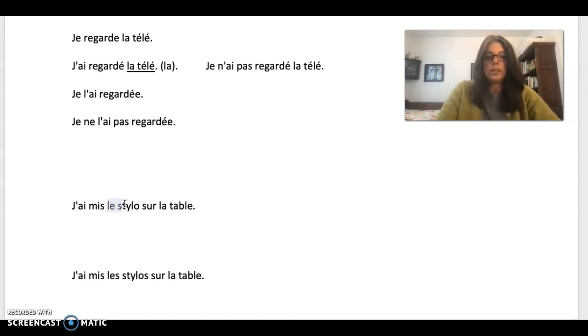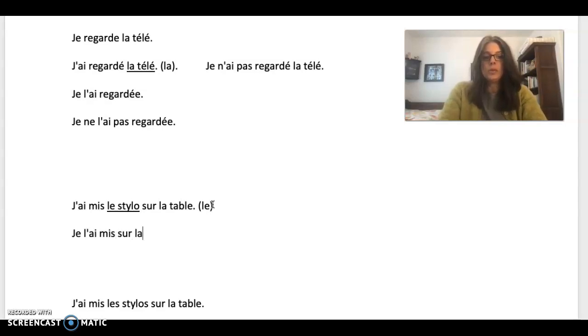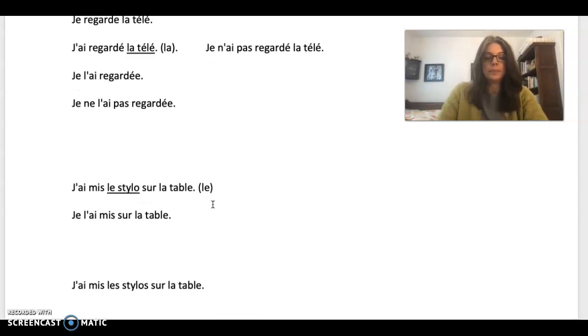All right, le stylo is our direct object. That's masculine, so we're going to replace it with le. And we're going to put it before the auxiliary verb. So, je l'ai mis sur la table. I put it on the table.